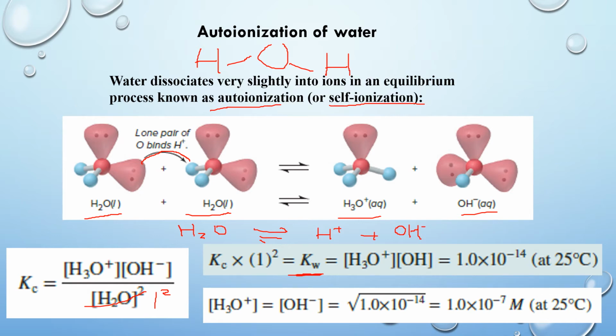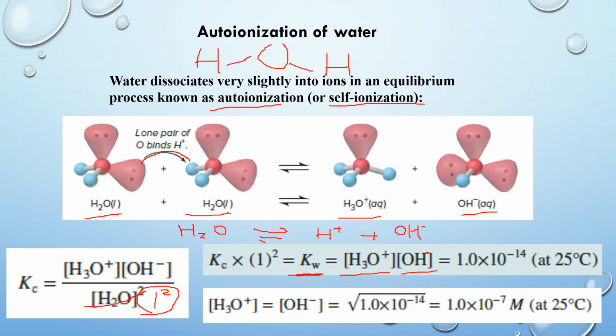For acid it is Ka, and for water it is Kw. So this Kw is equal to Kc times 1 squared, which is here. So that's going to be equal to the concentration of hydronium ion or proton, these are interchangeable, times the concentration of the hydroxide. And the value is very small, it's 10 to the negative 14. So although this self-ionization can occur in water, the extent is very small, on the 10 to the negative 14 level.